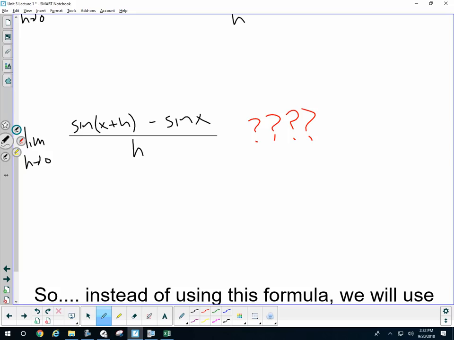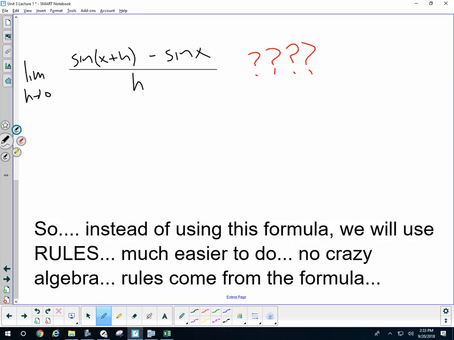If you want to see how the formula was used to get these rules, please check it out online. Look it up. I'm not going to spend time proving the rules. I'm just going to tell you the rule, and you can take my word for it, or if you don't want to take my word for it, you can go online to find the proofs, okay?